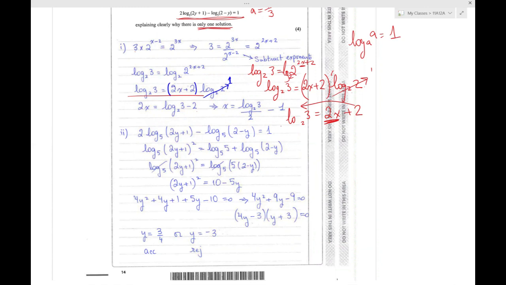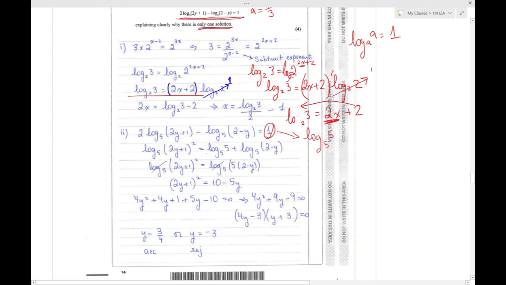It changes to log 5 of 5. Because log a of a is 1. That's right. So why did we change the 1 into log base 5 of 5? Because I need to reach a phase where I can remove the log from both sides and I can solve for y. So I changed 1 into log base 5 of 5.